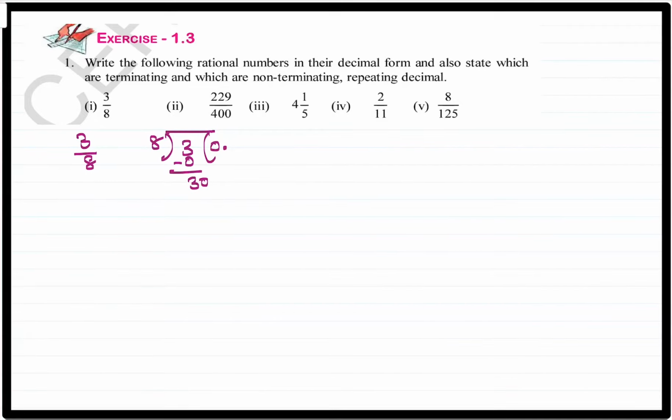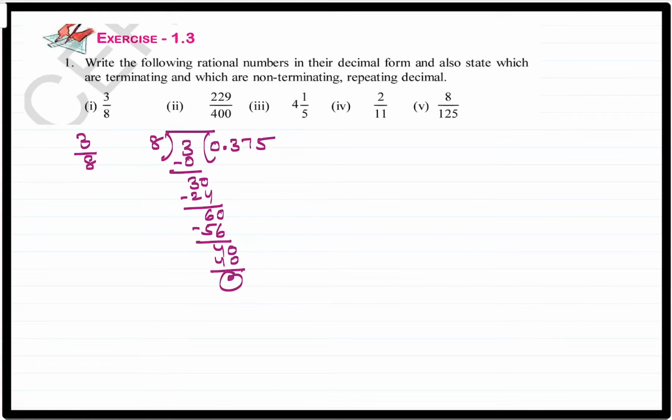So the new dividend is 30. How many times will 8 go? 8 3s are 24. Again the quotient is 6. You can keep the 0 here. This becomes the new dividend, 60, and 8 7s are 56. So here 4, 40. 8 5s are 40.